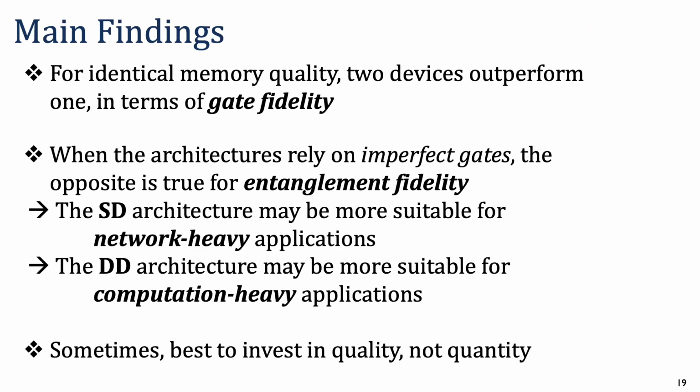To summarize, what we found is that when the two architectures are implemented with identical memories, two devices outperform one in terms of gate fidelity. But on the other hand, when the architectures both rely on imperfect gates, specifically when the state transfers must be performed, we find that the single device architecture performs better in terms of entanglement fidelity. This leads us to conclude that the single device architecture may be more suitable for network-heavy applications, while the double device architecture is more suitable for computation-heavy applications.